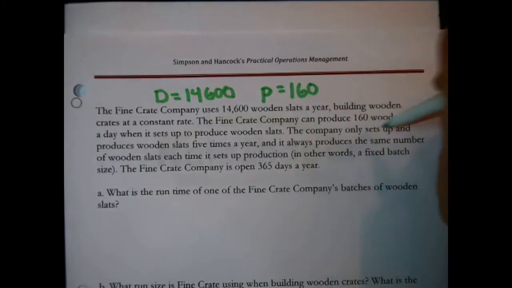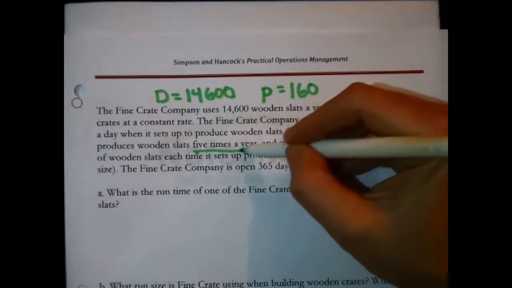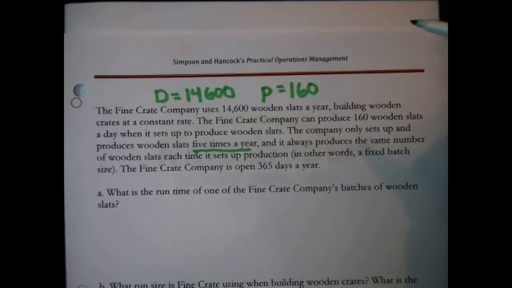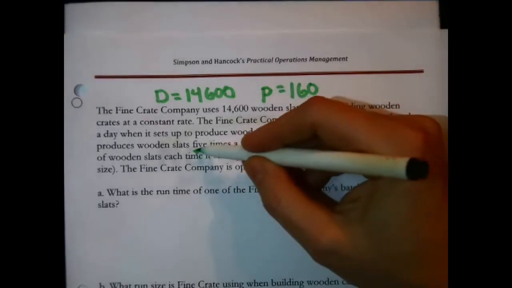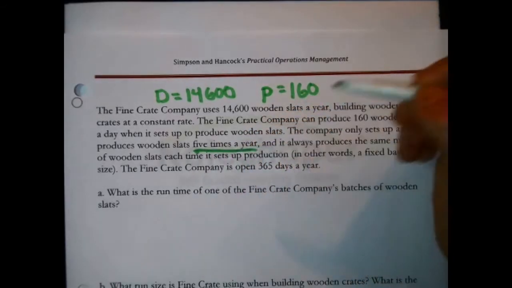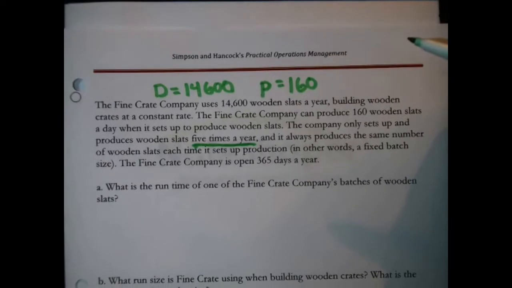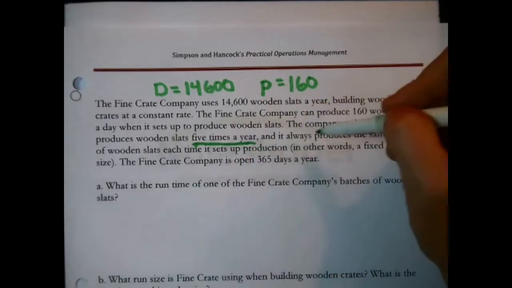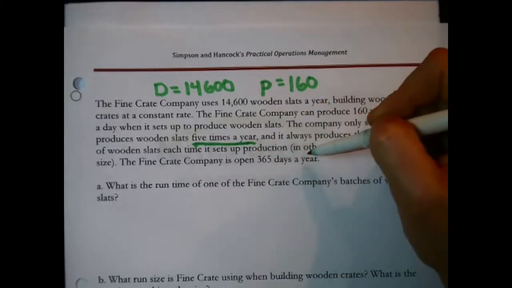The company only sets up and produces wooden slats 5 times a year. And it always produces the same number each time it sets up production. And then it's open 365 days a year. Okay, interesting. I know that's going to become important. What is the runtime of one of the Fine Crate Company's batches of wooden slats? The runtime, how long it takes them to make one of these batches every time they set up.